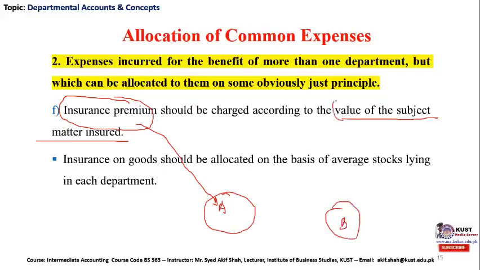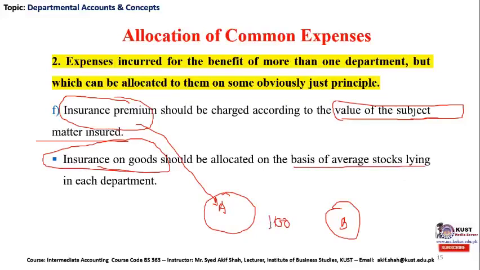This means the value of the subject should be emphasized, and accordingly such kind of insurance expense may be allocated to the department. Insurance on goods should be allocated on the basis of average stock lying in each department. Let's suppose the company has insured 100 units of its inventory. Out of these 100 units, 60 are lying in department A, and 40 units are placed in department B.